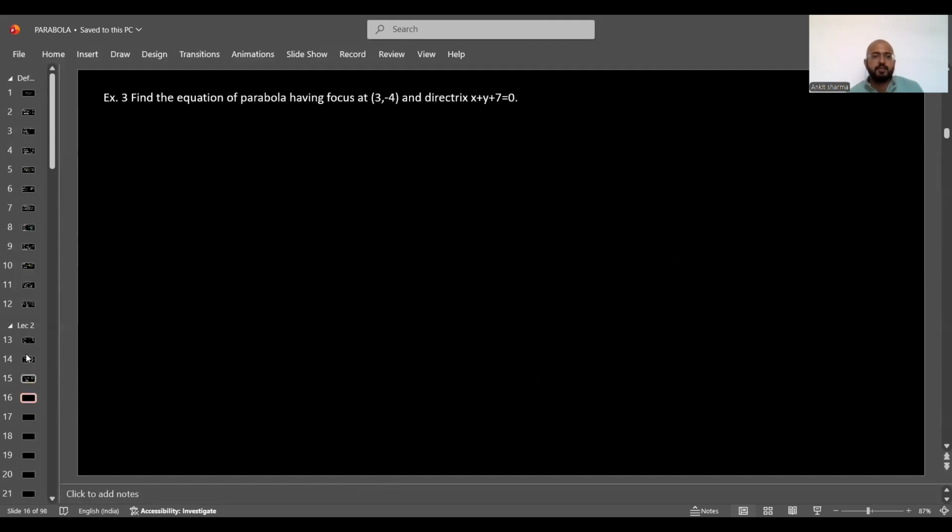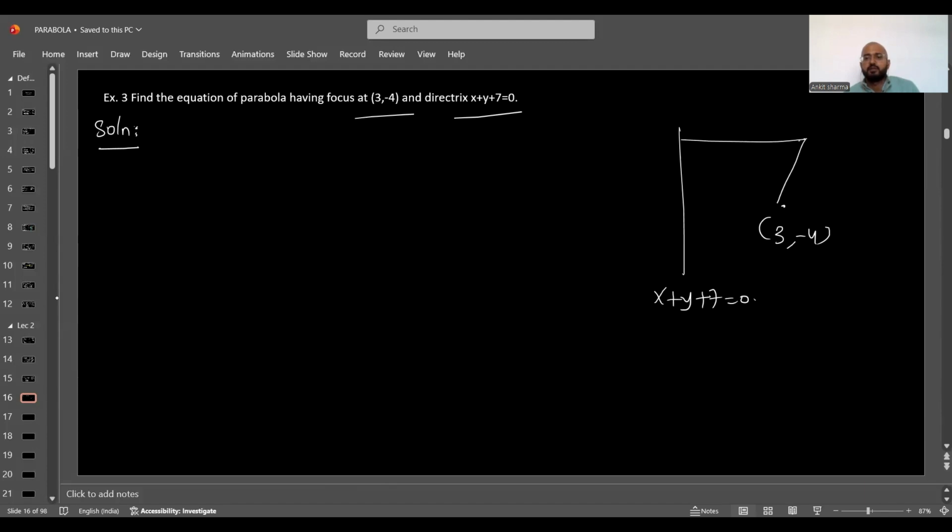Let's go for the next one. So this is quite simple. You can think of pausing this video and trying on your own, because you have the focus and you have the directrix. So you can directly apply the focus-directrix property, because I wanted to make this question a bit direct. You have the focus at this point, (3, minus 4). You have the directrix x plus y plus 7 equals 0. And then I want the locus. So the locus of P is this here, say (h, k).